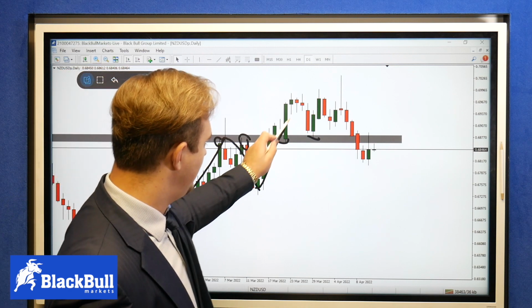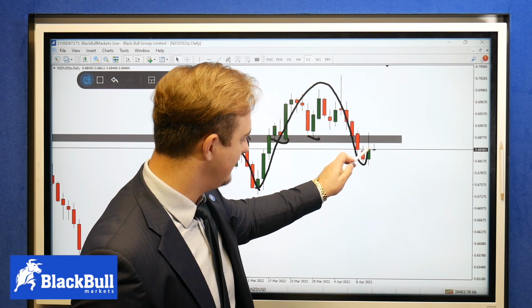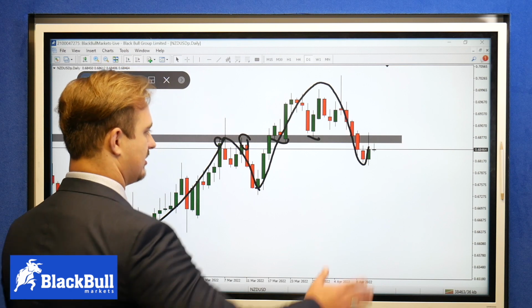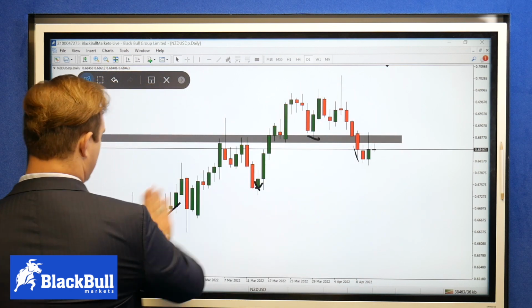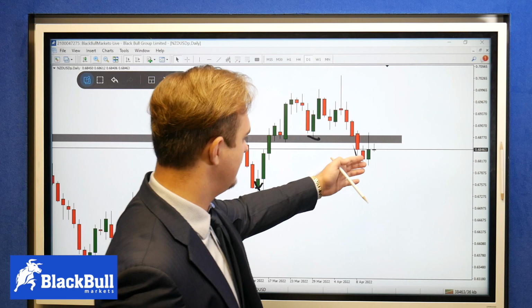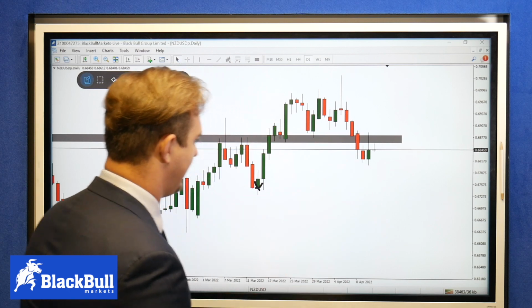So market's broken past it, came back down, and now we're seeing this slight little rejection on there, and this could be a good place to look for potential moves to the downside. Now I'm not going to go straight ahead and say, yep, this is it. This is 100% certain the market's going to go back down.